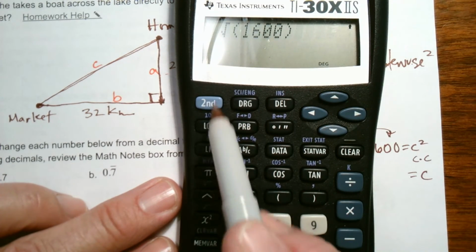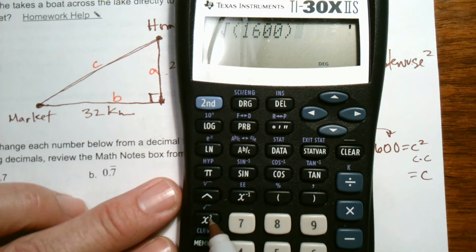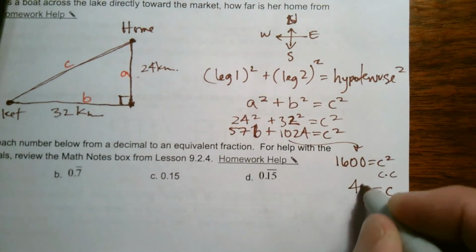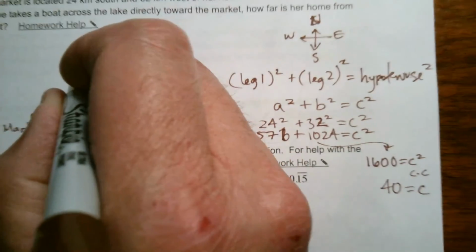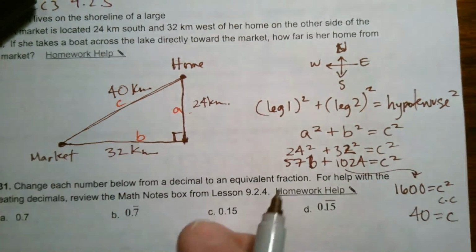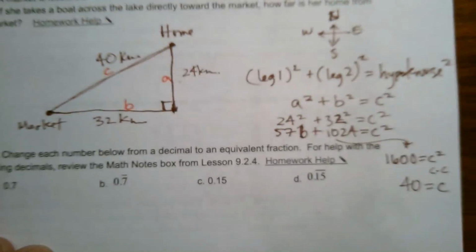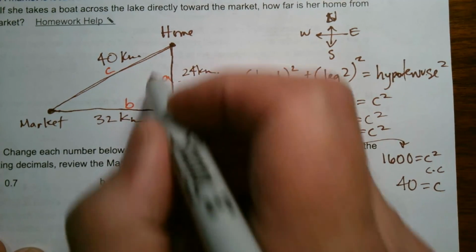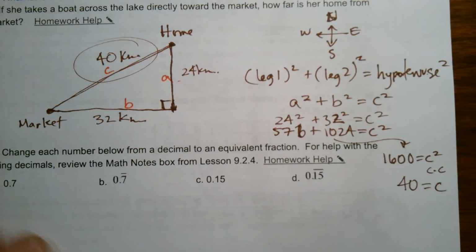What I hit was second, and squared. That gives me that little square root key. And then I end up with 40. So my C, my length from here to here, is 40 kilometers. And that's how we figure that all out, using the Pythagorean theorem to figure that direct length. Okay, there we go.